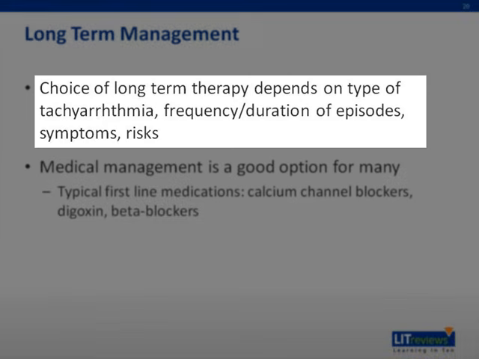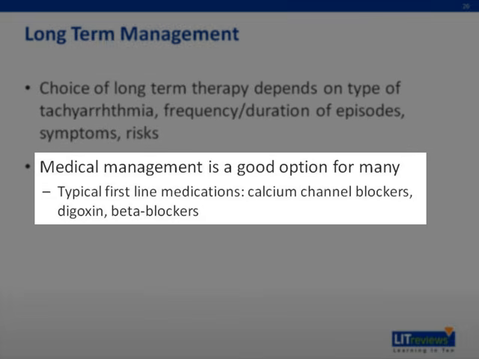The choice of management depends on the type of abnormal rhythm, the frequency and duration of episodes, the patient's symptoms associated with the episodes, and the risk of sudden death specific to certain types of arrhythmias. In many patients, medical management is a good option for first-line therapy. Typical first-line medications include calcium channel blockers, digoxin, and beta blockers.